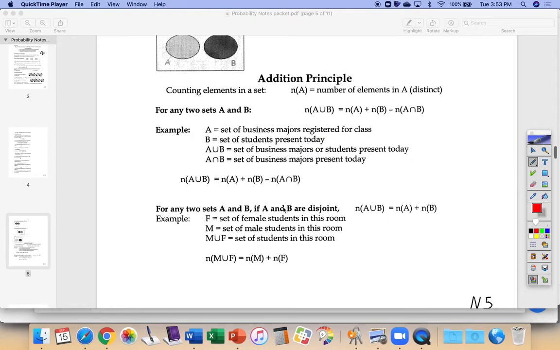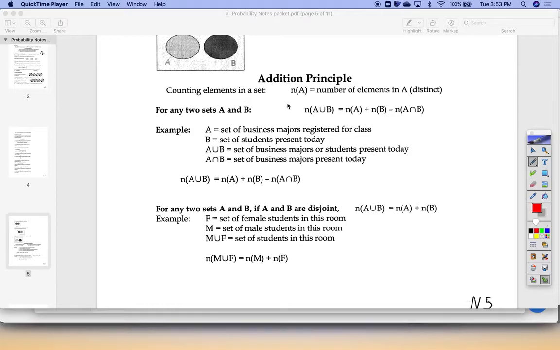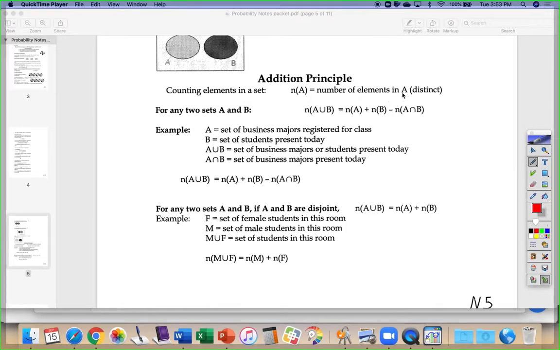When we're working with the addition principle, it's important to know how this works, because if you think about it, we have n of A, meaning the number of elements in A. So we have all of the things that are in set A. We have all of these things in set B. If I was worried about what is the union of them, we have to think about this very carefully. So we're going to make the same sets. We have set A. We have set B. And this is the addition principle of probability.